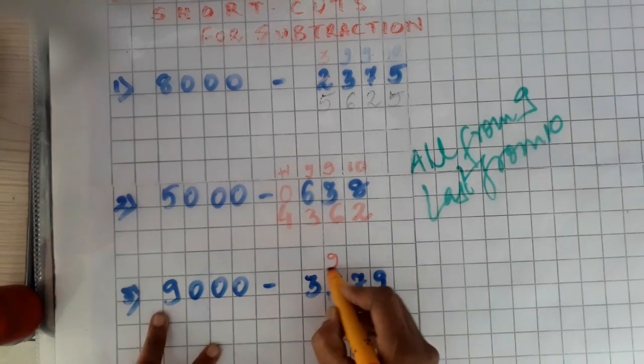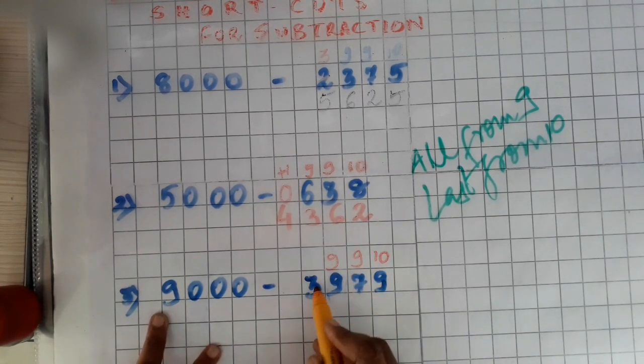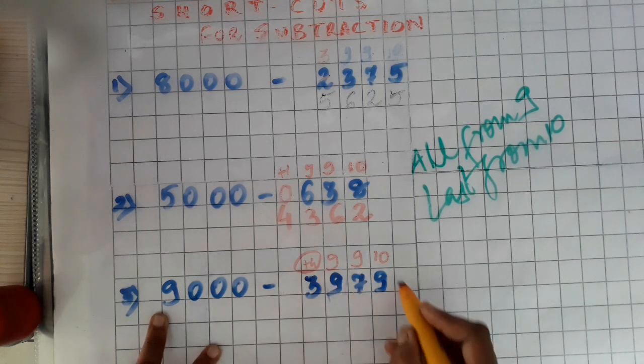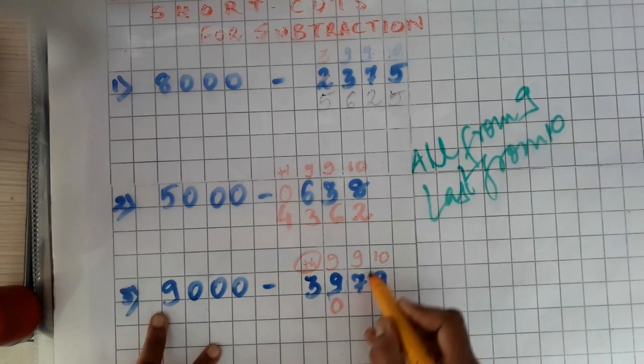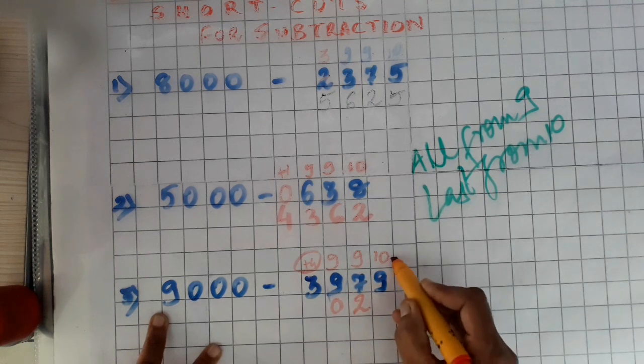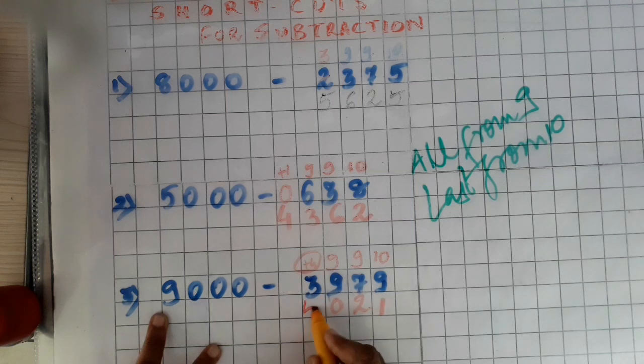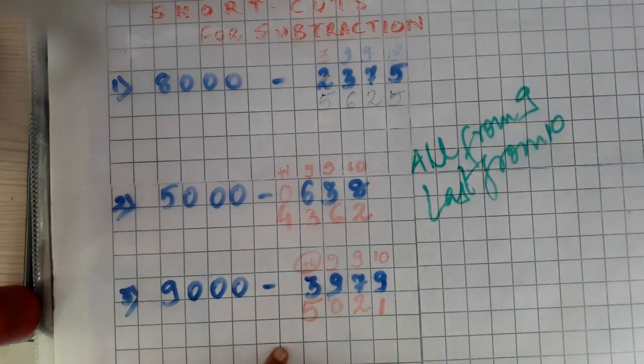Now the last one, you already have it as 4 digits. So all from 9, last from 10, and 1 is to be added to the first number, so this becomes 4. So 9 minus 9 is 0, 9 minus 7 is 2, 10 minus 9 is 1. Now 9 minus 4 is 5. So your answer is 5021.